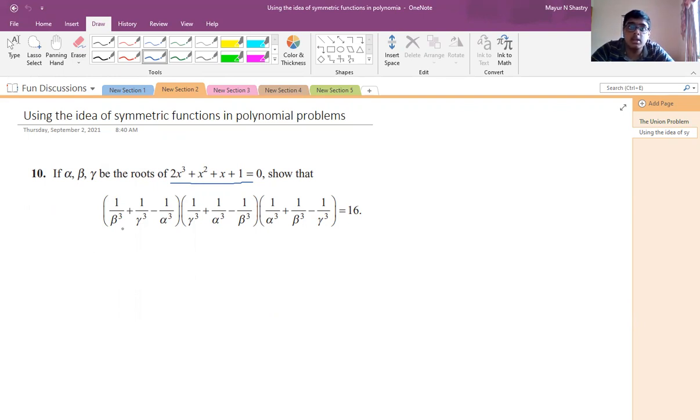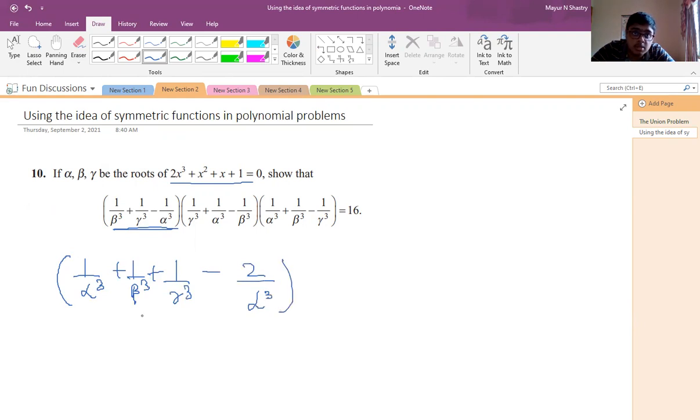So realize that this expression is complicated. So I can write this as 1 by alpha cube plus 1 by beta cube plus 1 by gamma cube minus 2 by alpha cube. Why am I doing this? Because it's easy to calculate this expression where there are all pluses. That's the motivation.